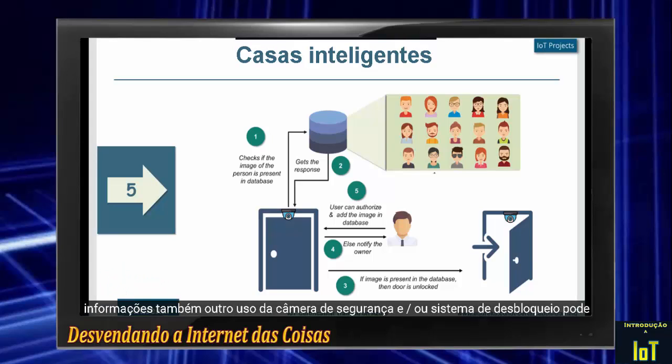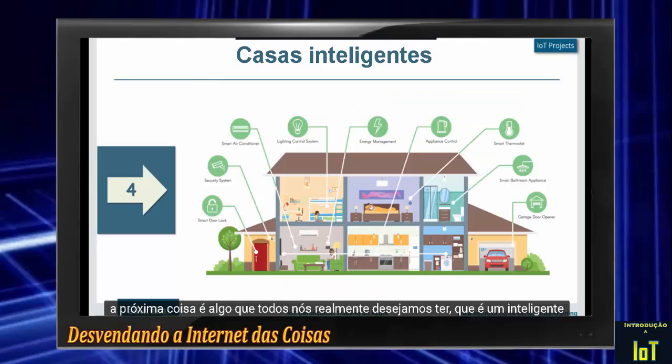Another usage of the security camera and door unlock system can be even at our homes, when we can identify who's come at our home when we're not there and either decide to give them access to our homes or not. Now the next thing is something that we all really desire to have, which is a smart home system.